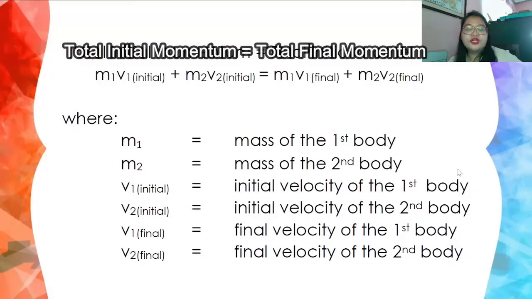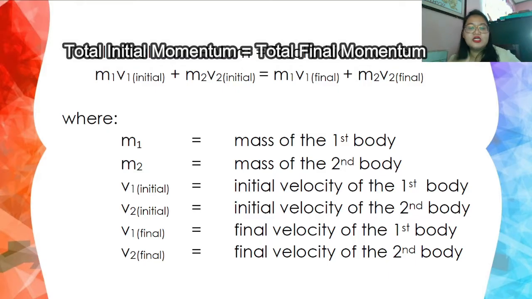Now, to further discuss this, we have here the general formula for the law of conservation of momentum, which is the total initial momentum is equal to the total final momentum. Meaning, kung ano yung initial momentum ng object, yun din yung magiging final momentum nila. So dapat equal lang siya. Kaya nga siya tinawag na conservation of momentum. Walang pagbabago sa momentum nilang dalawa.